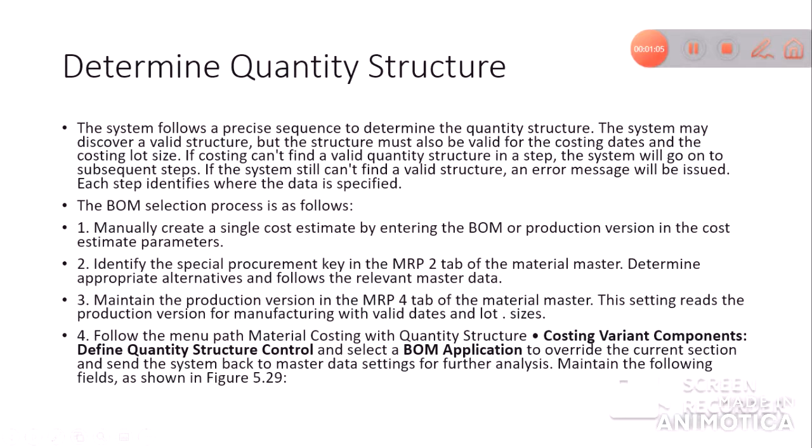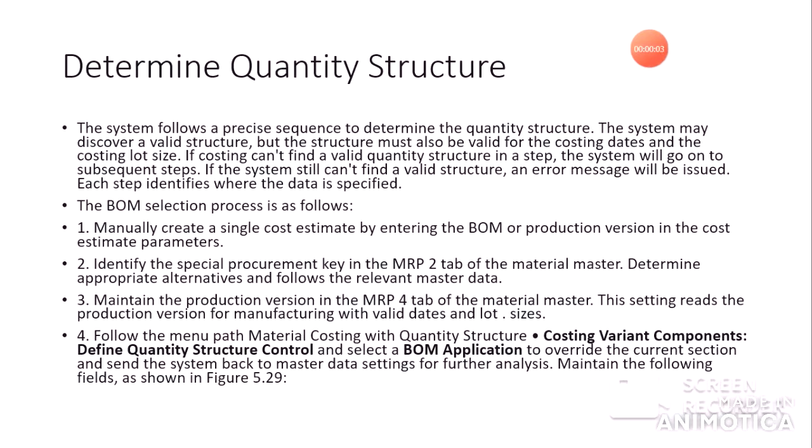The BOM selection process is as follows. Manually create a single cost estimate by entering the BOM or production version in the cost estimate parameters. Identify the special procurement key in the MRP2 tab of the material master. Determine appropriate alternatives and follow the relevant master data.